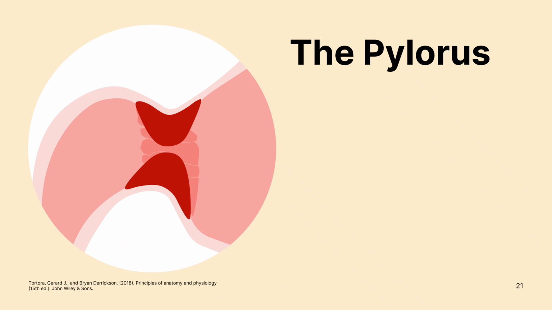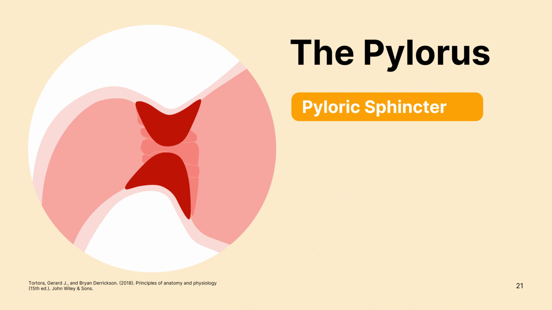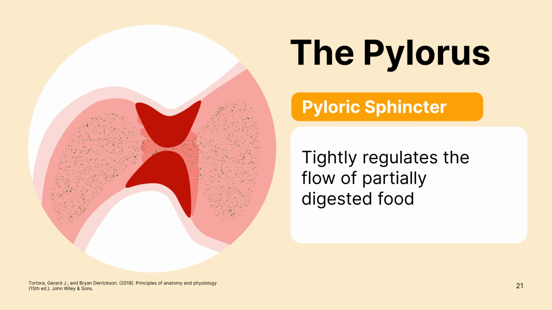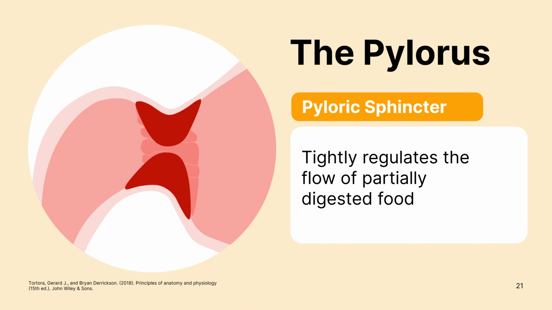The pylorus is found at the end of the stomach. It is the distal portion of the stomach and contains the pyloric sphincter, a muscular valve that tightly regulates the flow of partially digested food known as the chyme, ensuring the chyme is released in small amounts.